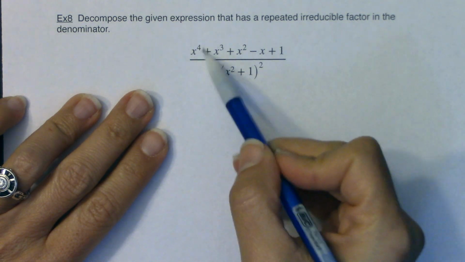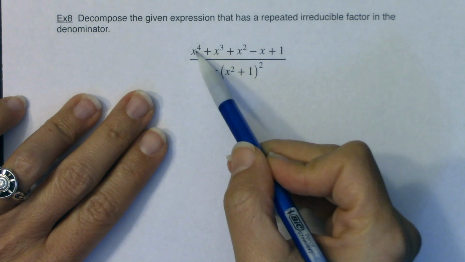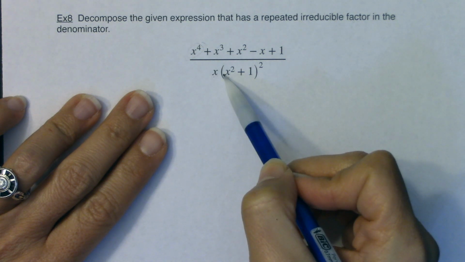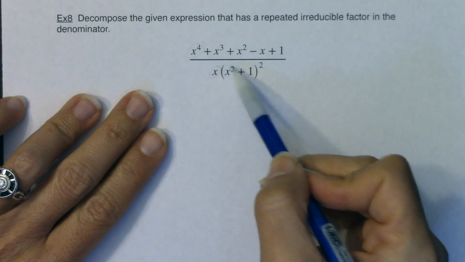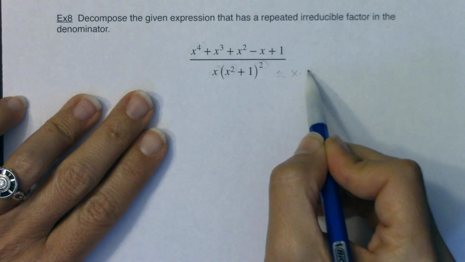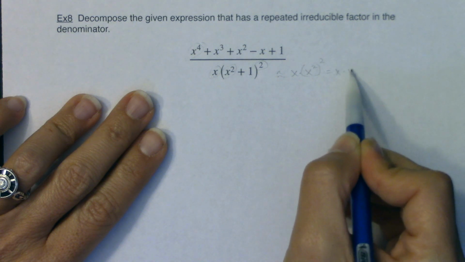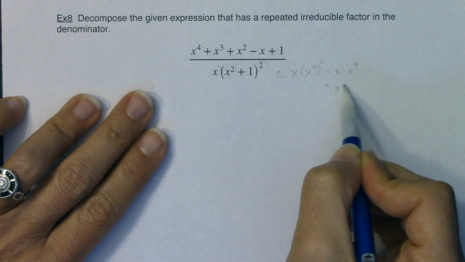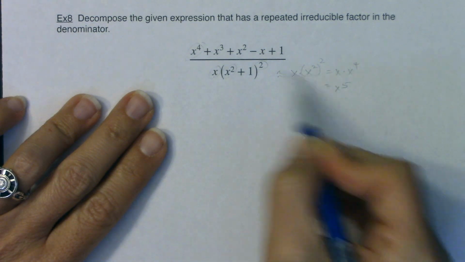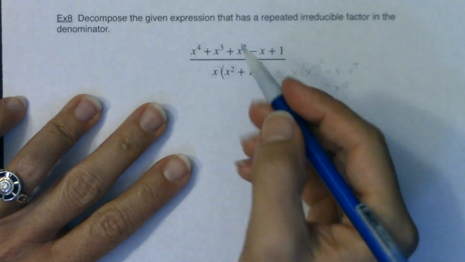I have a quartic on the numerator, and maybe it looks initially like the degree in the numerator is larger than the degree in the denominator, but it's not, because this is x squared squared. So essentially on this denominator, I have x squared squared, which is x times x to the fourth, which is x to the fifth. So I do have a quintic down here on the denominator. So the degree in the numerator is less than the degree in the denominator.